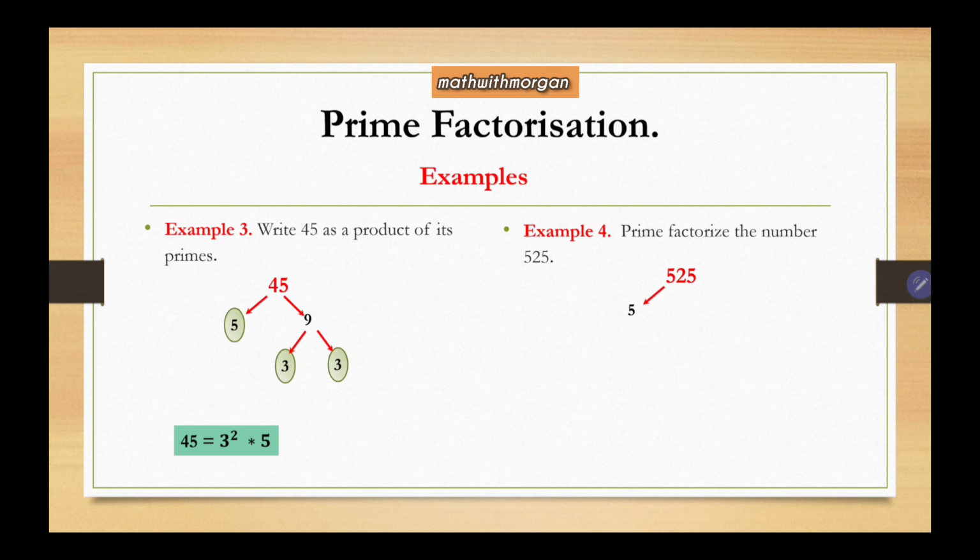So we'll have 5, and on the other side we have 105. I can break this up again into 2 by writing it as 15 times 7. Then I break down 15 again into 3 times 5. Okay, again, we circle up all our prime numbers and we use those to get our answers.